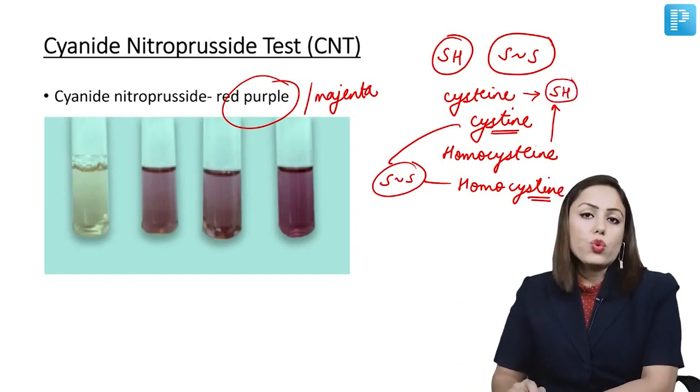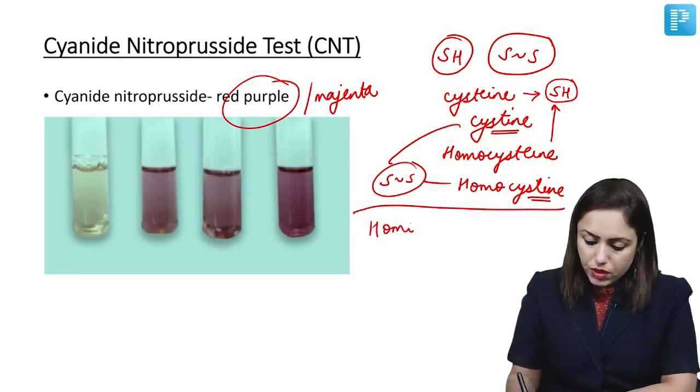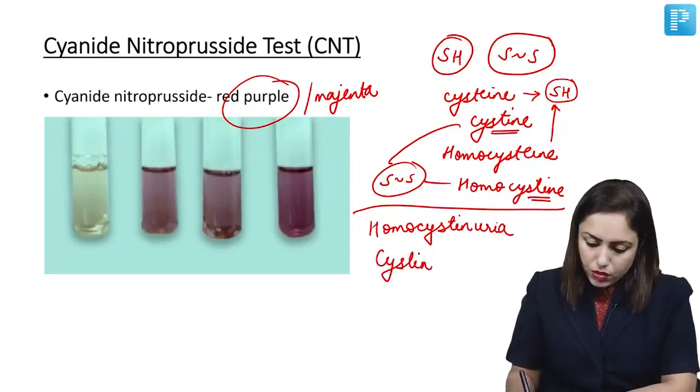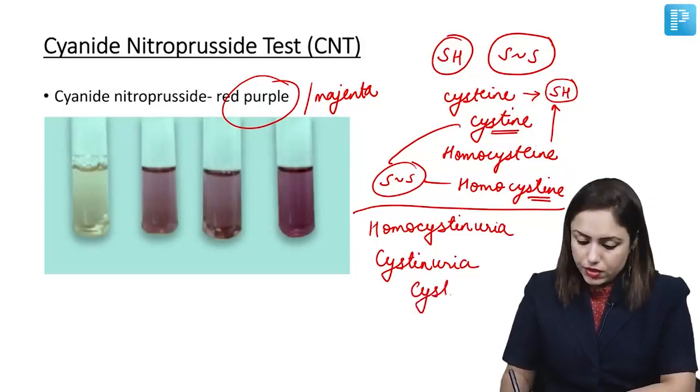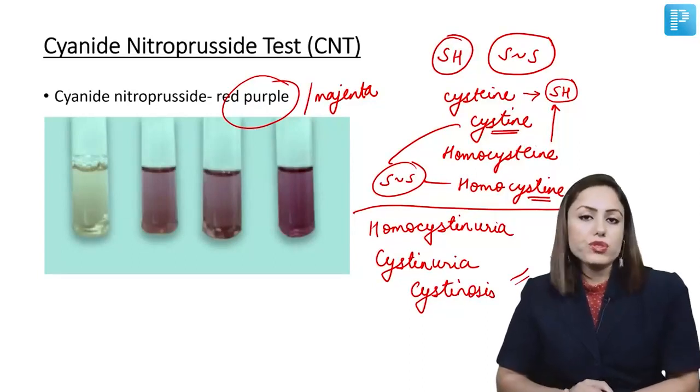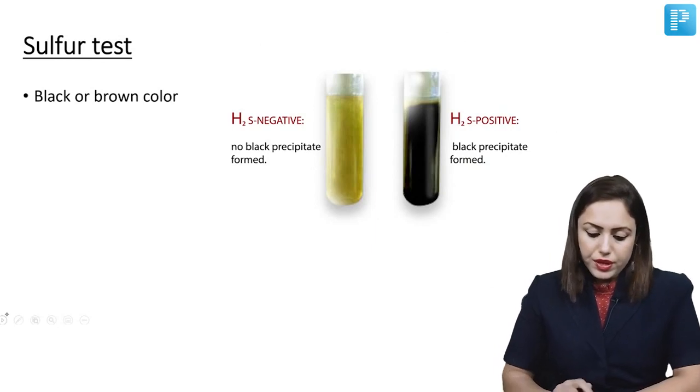Okay. So in which diseases this test will be positive? It will be positive in homocystinuria, cystinuria, and cystinosis. Okay, cyanide nitroprusside test will be positive. Then next, coming to sulfur test.